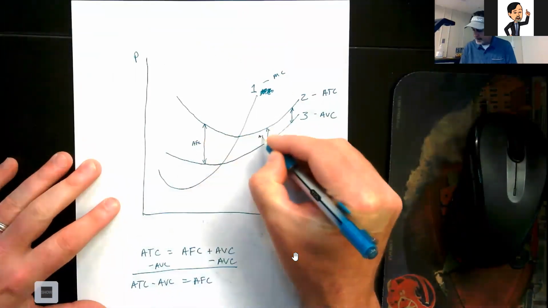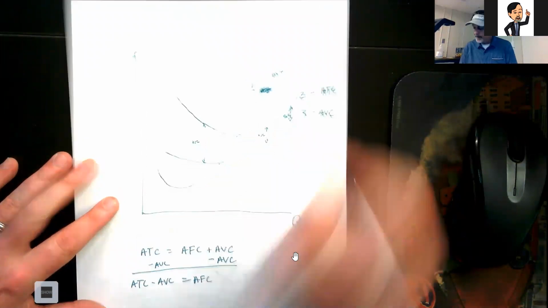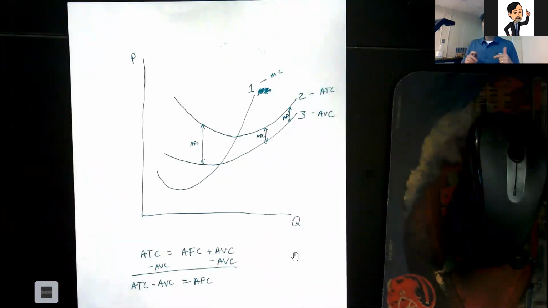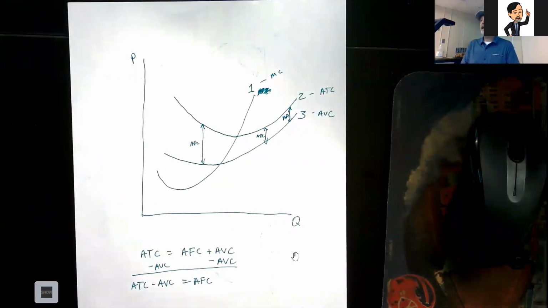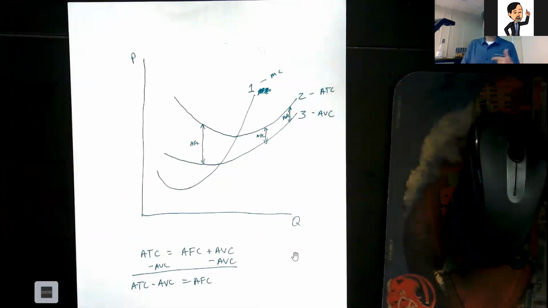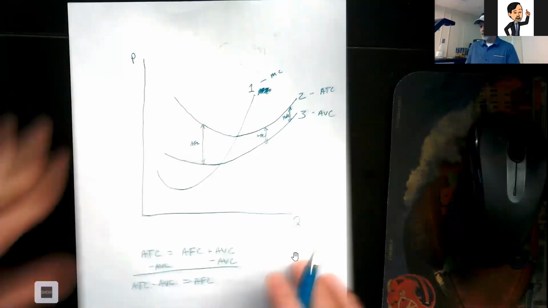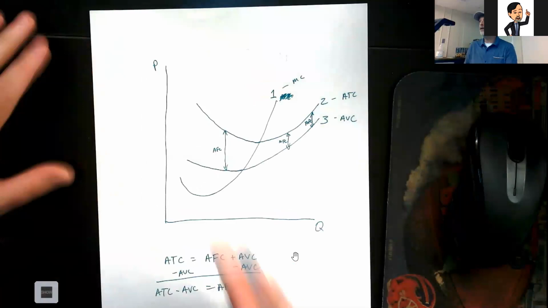AFC, AFC, AFC. This is something that gets confused all the time on the exam, so I'm going to point it out to you. Fixed costs do not change because they are fixed. Average fixed costs change because there's a denominator, there's an average, right? So let's take a quick look at why that is true.